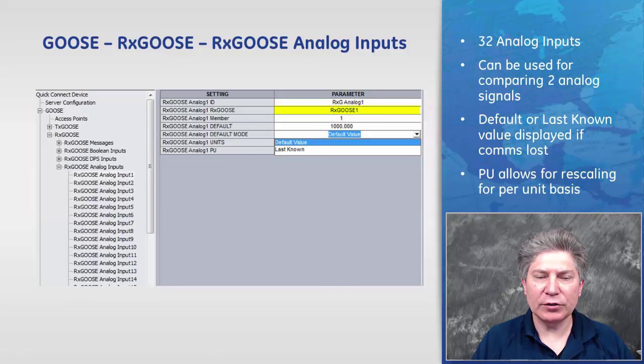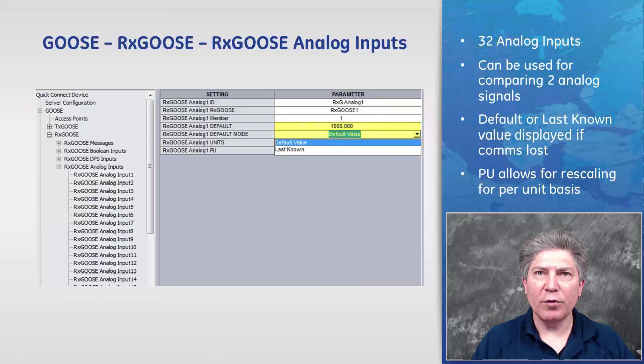The RX Goose, once again, is the number of the Goose message that can contain the analog signal. The member is the location of the analog signal within the Goose message. The operand expects a float 32 result. If the operand is not, then it assumes a default state. Now, the default state is when connectivity is lost. This is the value that it shows. So in this case, we're looking at a value of 1000.